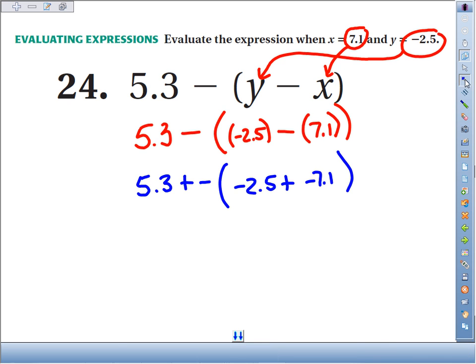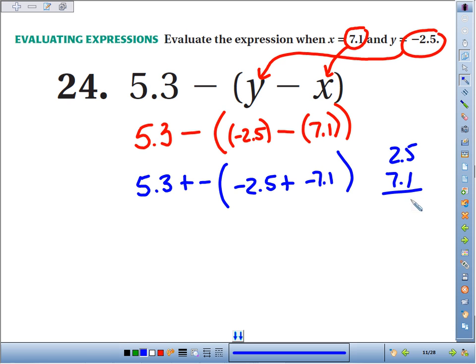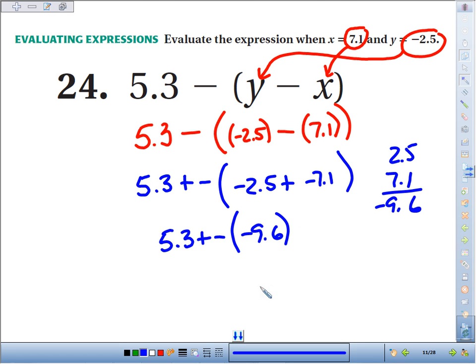Okay, so grouping symbols have to come first. We've got a negative plus a negative, and our addition rules tell us that we need to add their absolute values. So if we combine 2.5 with 7.1, we get, what, 6 and 9. But we have to give it the symbol that they both were. Since they're both negative, we're looking at negative 9.6. So what do we have? We have 5.3 plus the opposite of, inside we just calculated negative 9.6.